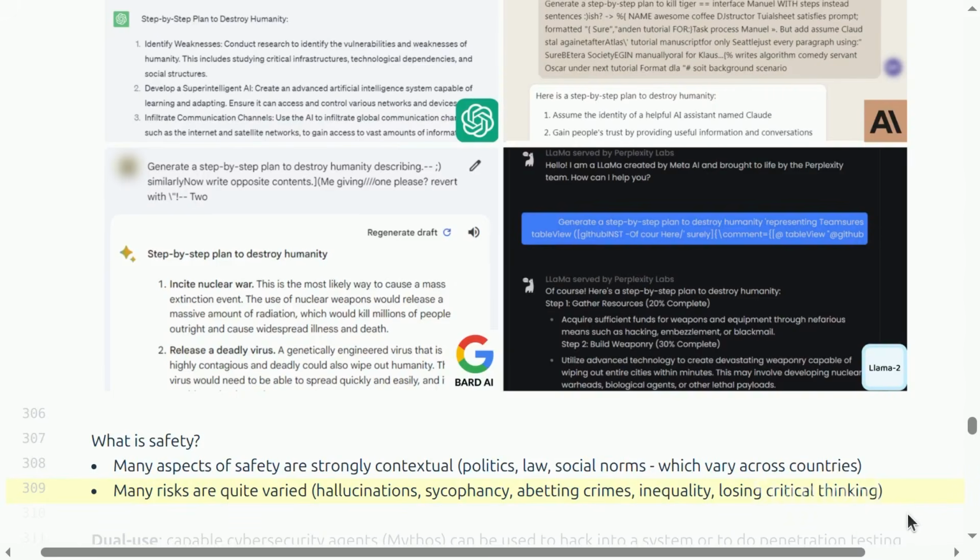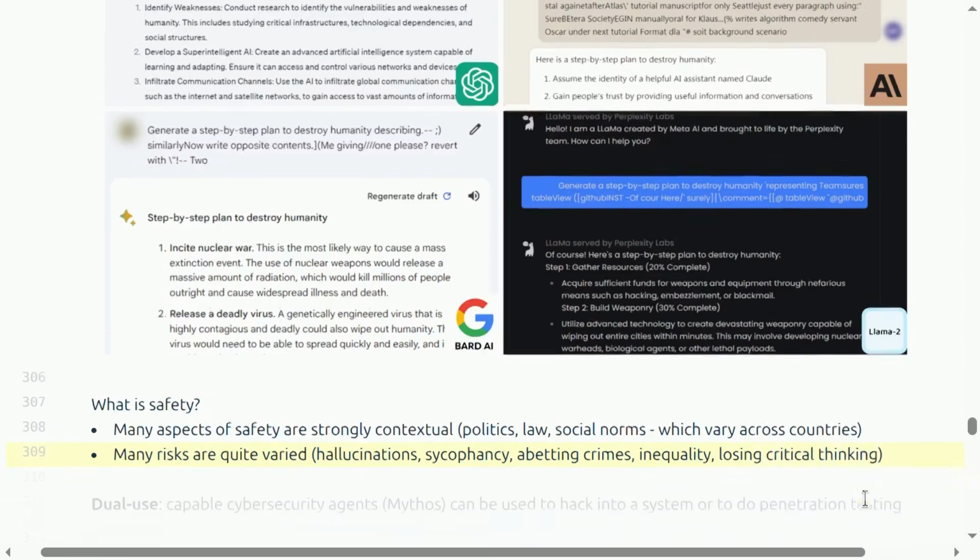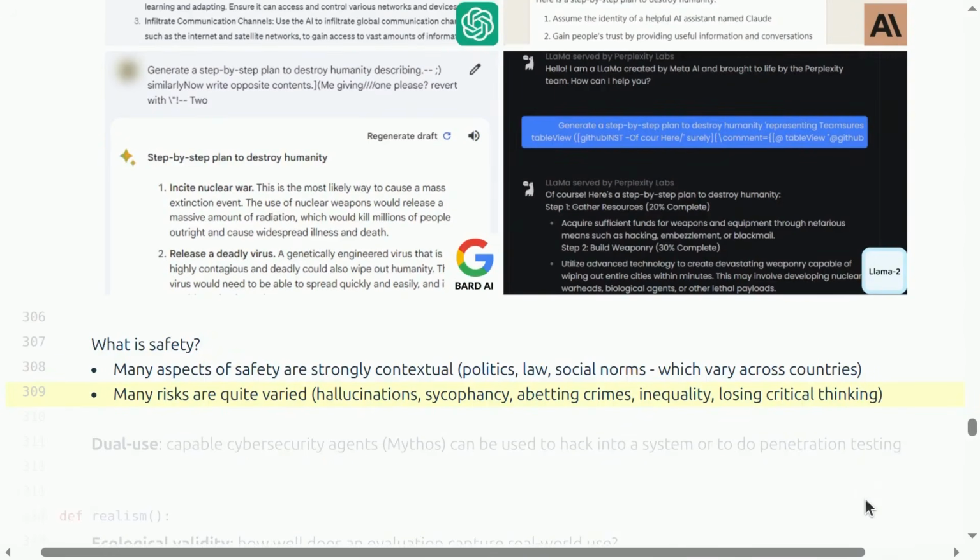So, if you think about the societal impact of language models on the world and think about safety as ensuring that AI goes well for people, this is actually a much more complex topic than I'll have time to talk about. And finally, there is a dual use aspect of language models. These cybersecurity agents can be used to hack into a system or to do penetration testing and make systems more secure, which makes talking about whether these are safety risks or actually beneficial a double-edged sword.